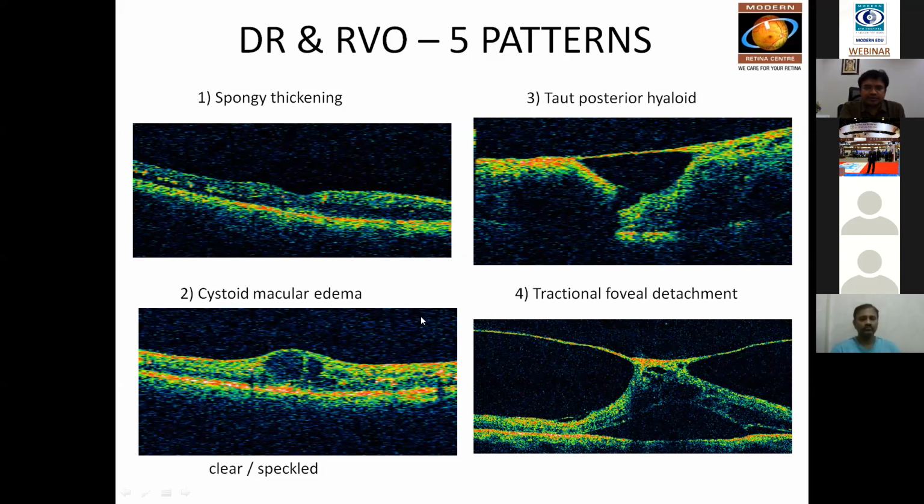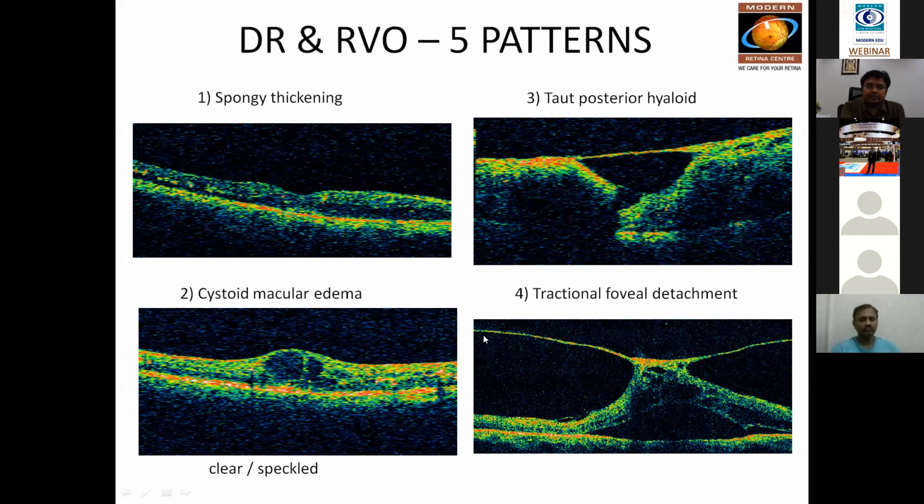So what is the importance of these two? If there is cystoid macular edema, intravitreal injections act better. And if there is a taut posterior hyaloid, these are the patients who benefit better with vitrectomy surgery, because these membranes, whatever injections or laser we do, are not going to help. So they need vitrectomy.